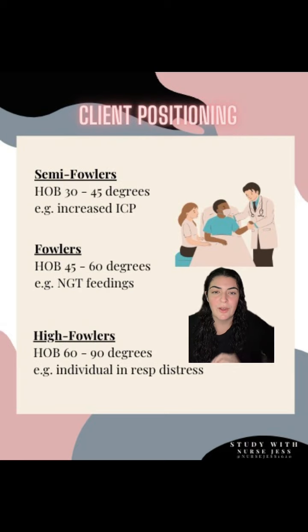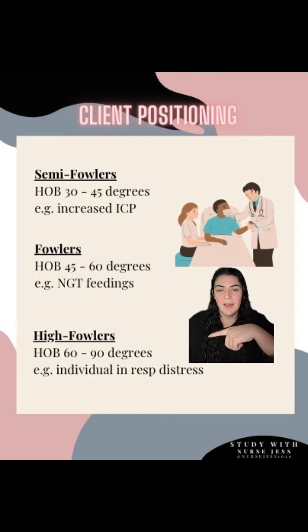Now let's break down Fowler's into 3 categories. We'll start at the top with semi-Fowler's, which is when the head of the bed is raised 30 to 45 degrees. A clinical scenario in which you may see this position is if a patient has an increased intracranial pressure. Next, we go to Fowler's, which is a little bit higher than semi. We have a head of the bed of 45 to 60 degrees, and you may see an individual with an NG tube feeding be in this client position.